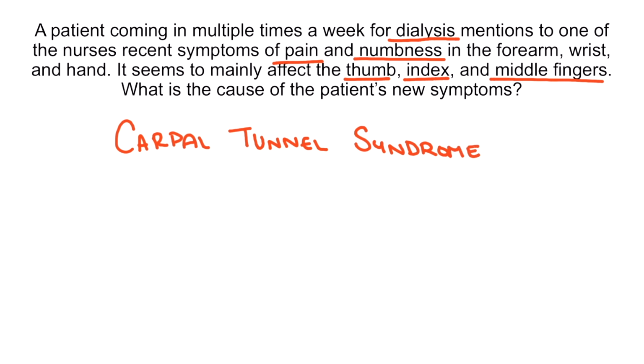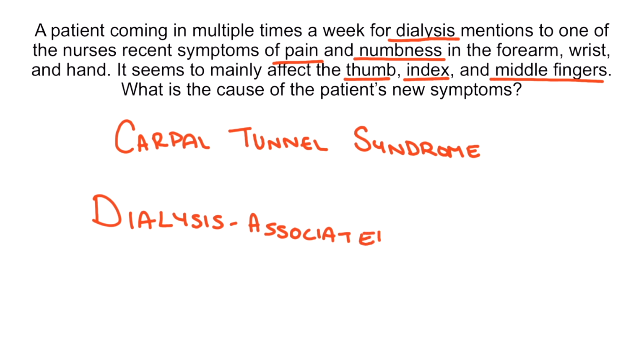As we know, renal failure can lead to dialysis-associated amyloidosis, which is a systemic amyloidosis and is caused by the deposition of beta-2 microglobulin, specifically in the joints, and this can lead to arthropathy and carpal tunnel syndrome. So this patient's new symptom of carpal tunnel syndrome is caused by dialysis-associated amyloidosis.